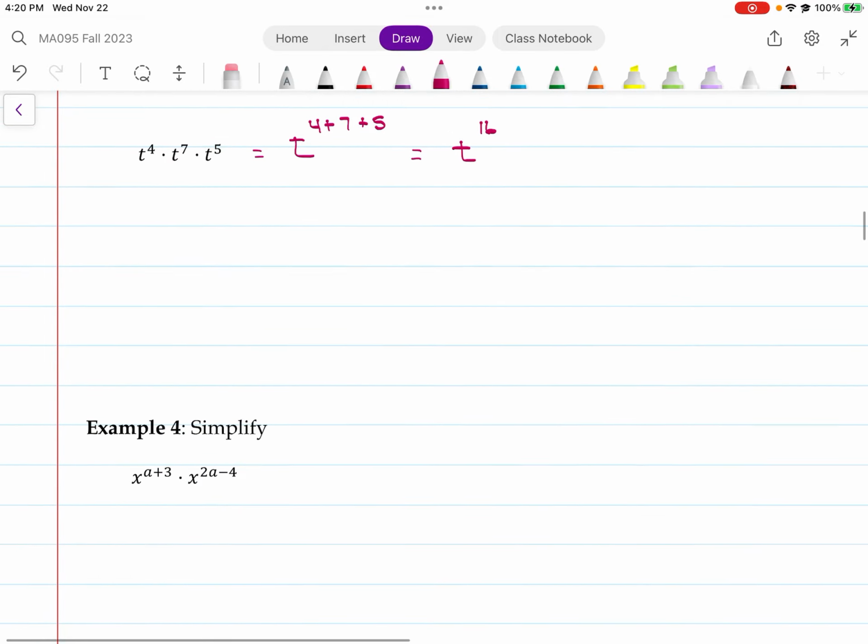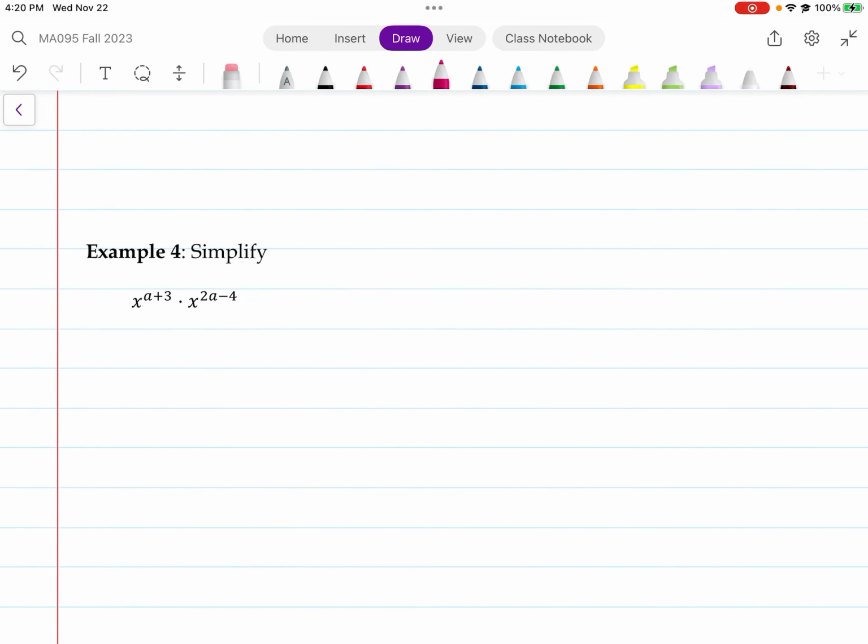Okay, so here's another one for you. Give this one a try. All right, so we're going to have x to the, and I'm going to do these in separate parentheses so we can really see them, a plus 3 plus 2a minus 4. Now, we don't really need the parentheses, but I'm using them so you can see the two different things. If there's a subtraction, though, which you'll see later, you do need parentheses, so be careful.